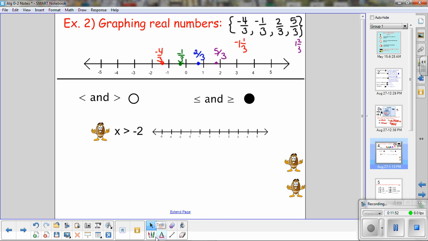So in this first example, if I want the numbers greater than negative 2, I want to go to negative 2 on my number line, and I'm going to put a circle. Now, since it doesn't include negative 2, I'm going to leave it open like that. Now I want the numbers that are greater than negative 2, and they go to the right. Those are the numbers greater than negative 2.